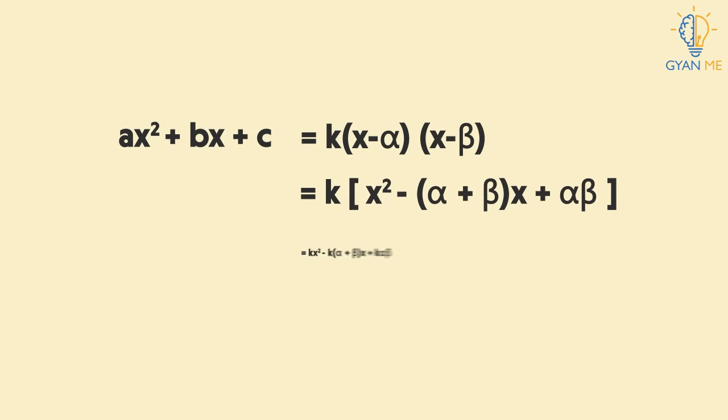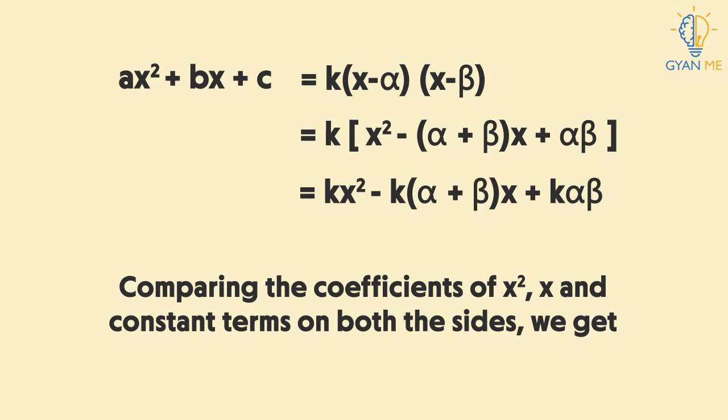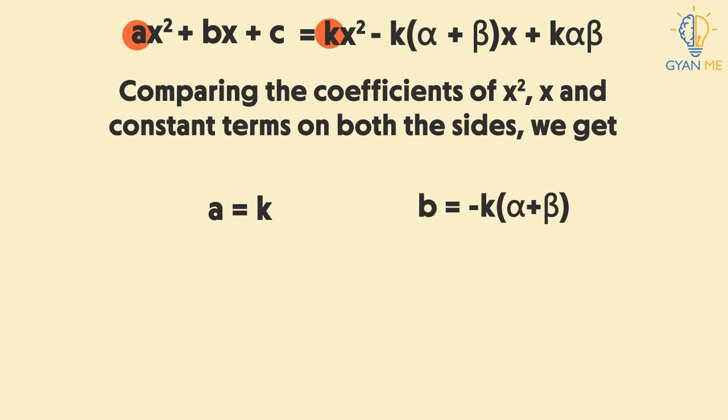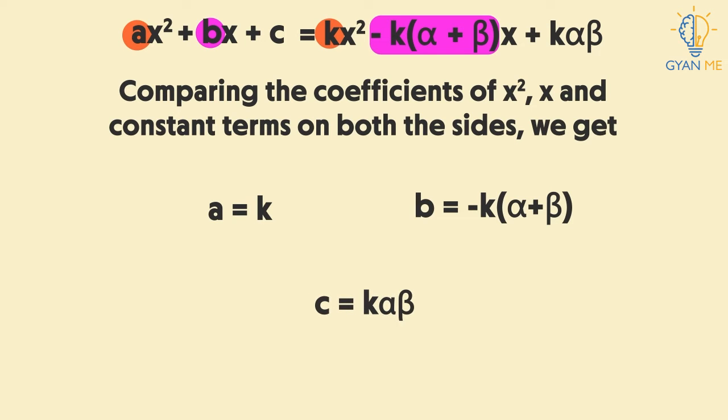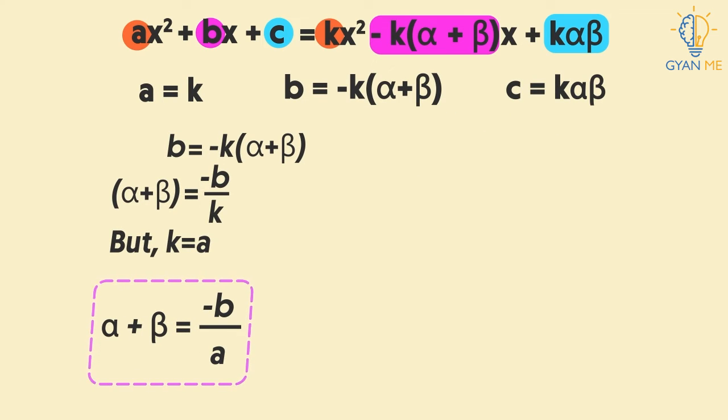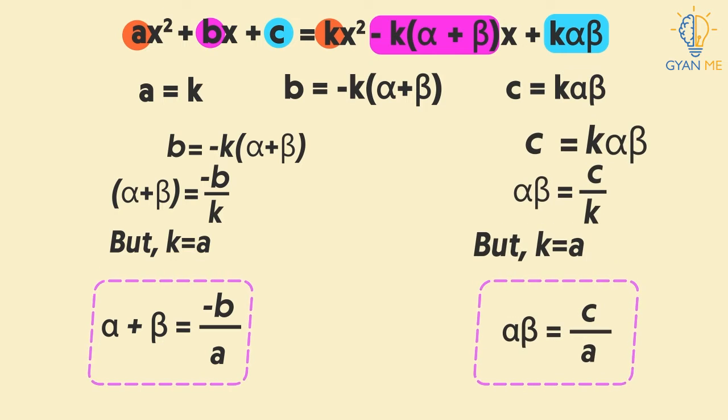On further solving, we get kx square minus k into alpha plus beta into x plus k into alpha into beta. Comparing the coefficients of x square, x and constant terms on both the sides, we get a is equal to k and b is equal to minus k into alpha plus beta and c is equal to k into alpha into beta. This gives us alpha plus beta is equal to minus b upon a and alpha into beta is equal to c upon a.